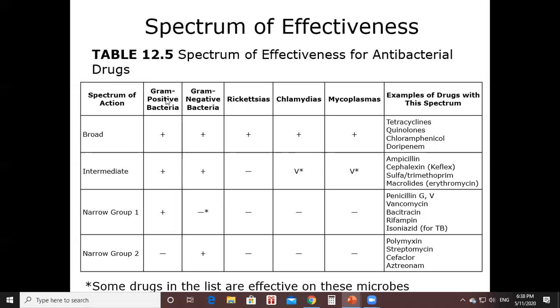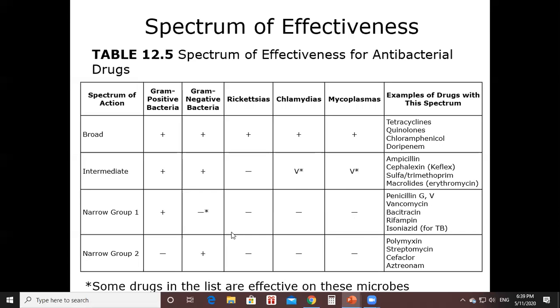So typically we look at gram positive and gram negative. You look at these drugs, tetracyclines, quinolones, chloramphenicol, and they have a very broad range. They affect gram positive, gram negative, rickettsia, chlamydia, and mycoplasma. They do it all. Then you have intermediate, which affects gram positive and gram negative. That's usually the biggie. It does not affect rickettsia, and there's some effect on mycoplasma and chlamydias.